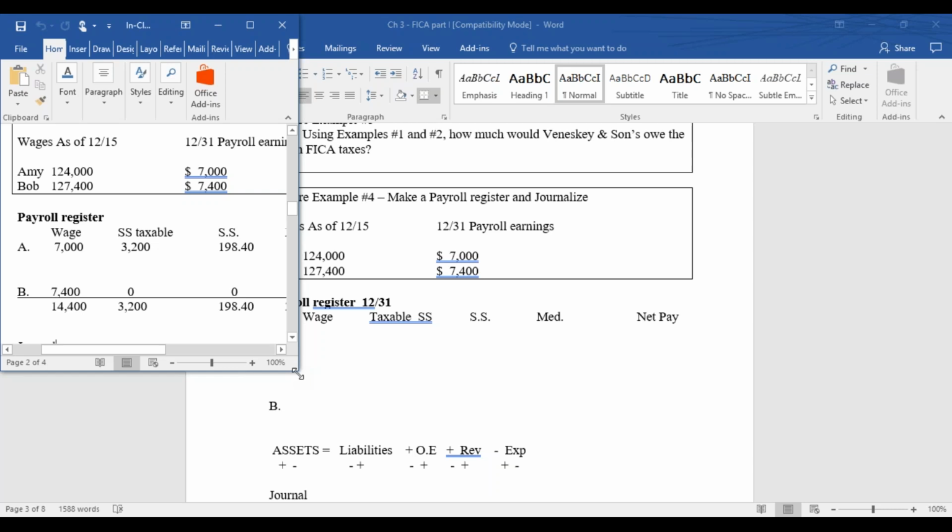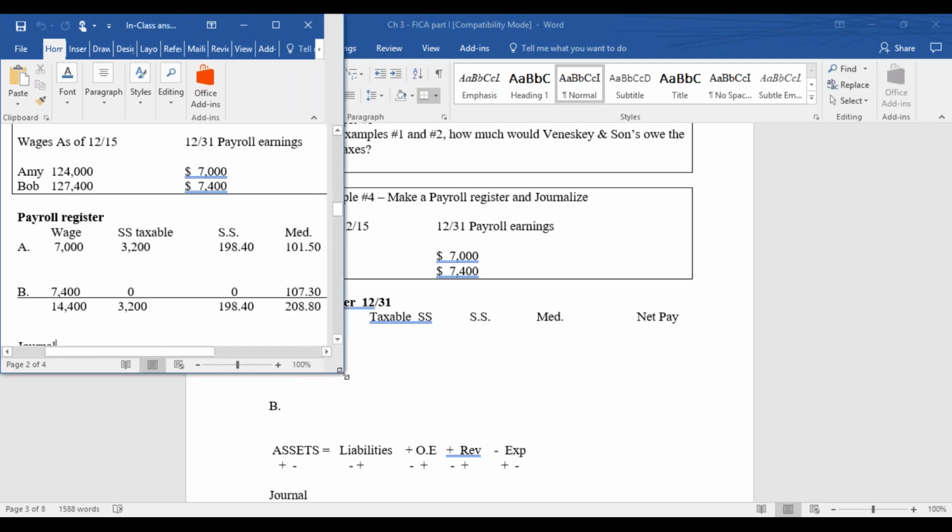Now remember, for Medicare, the amount is only 1.45%, but there is no cap. So we can tax them at the full taxable wage base. And in this one, we didn't have any weird things deducted. So we can tax 1.45% at the 2 gross wage numbers given.